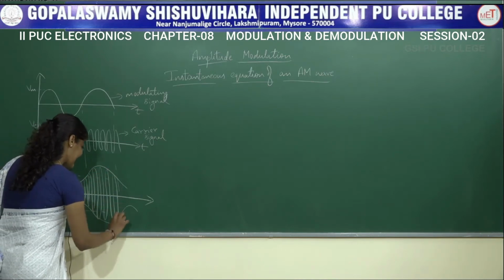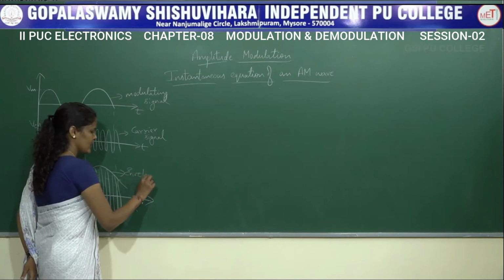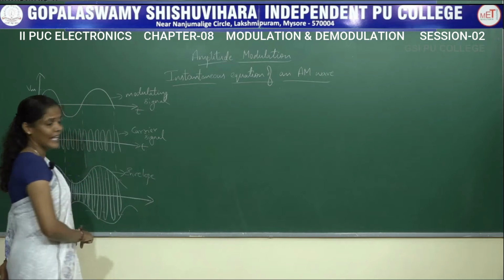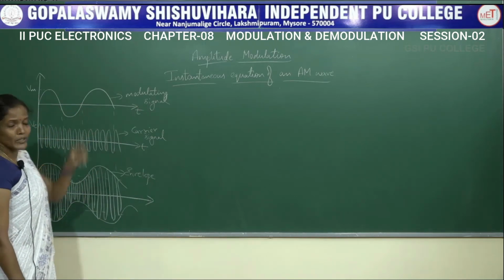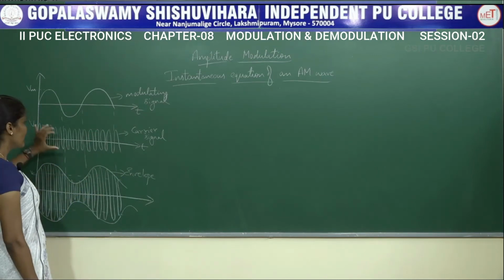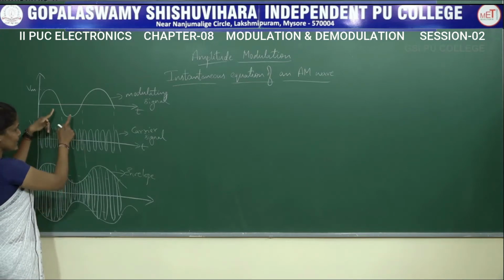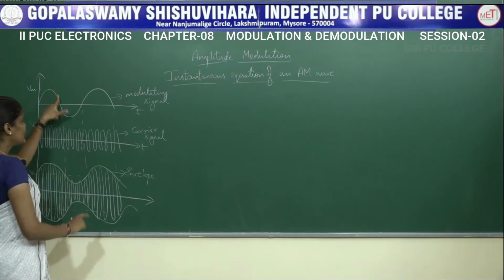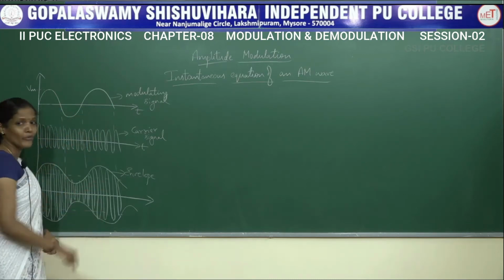So this can be called an envelope which contains the actual modulating signal. So what is this amplitude modulation? Amplitude modulation is nothing but the process of varying the amplitude of the carrier signal in accordance with the amplitude of a modulating signal, keeping frequency and phase constant.